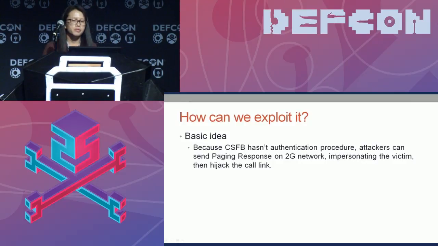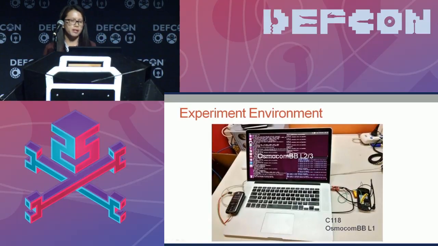After the discovery of this problem, we started to think about how to exploit it. The direct idea is to send a fake paging response, then impersonate the victim cell phone and hijack its link. This picture shows our experiment setting. We use the C118 cell phone where Osmocom BB layer 1 is running, and the C118 is connected to a laptop which runs Osmocom BB layers 2 and 3. In this picture, we used two C118 cell phones to improve the attack efficiency.